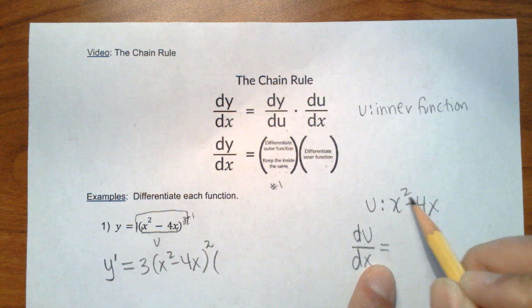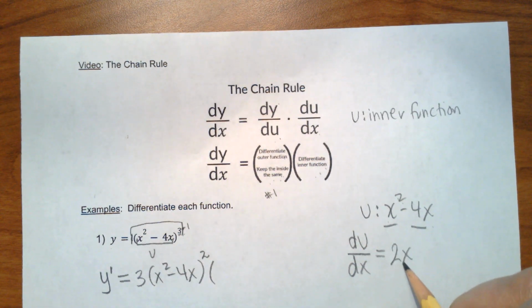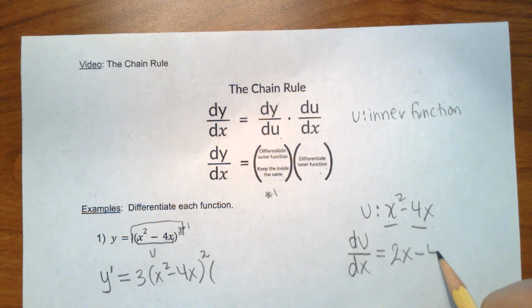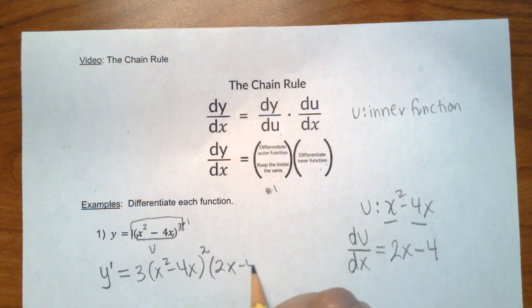So this equals, let's do each of these separately. x squared becomes 2x. Negative 4x becomes minus 4. So here's the differentiation of the inner part, 2x minus 4.